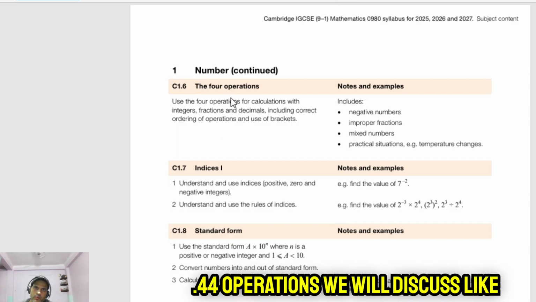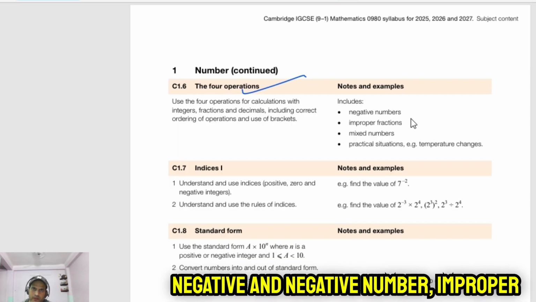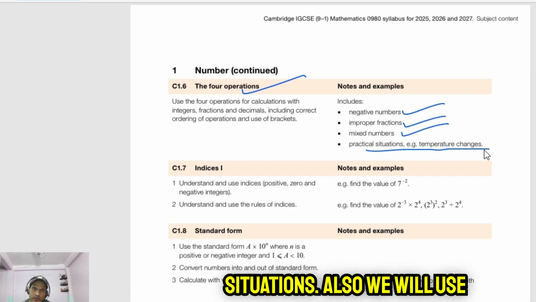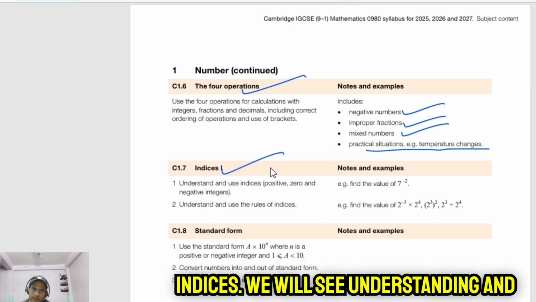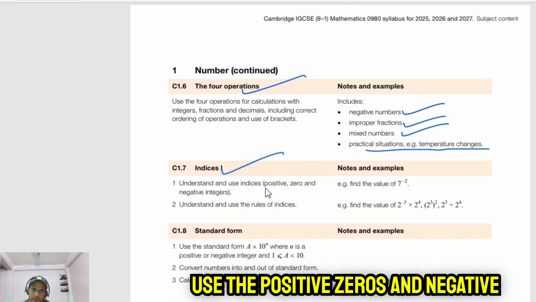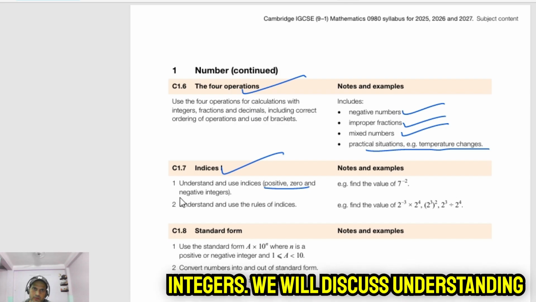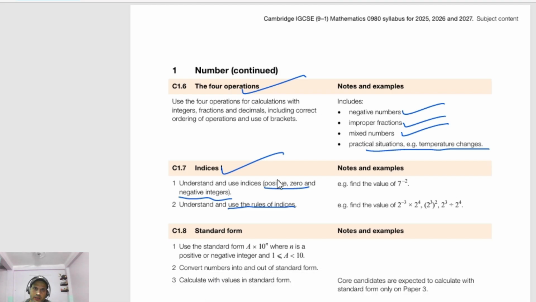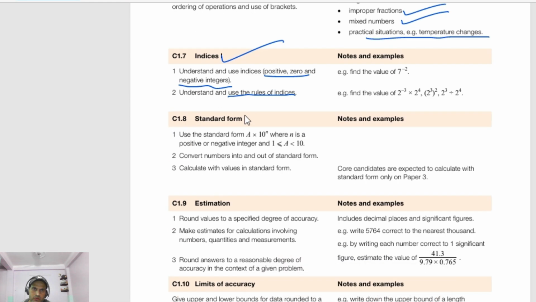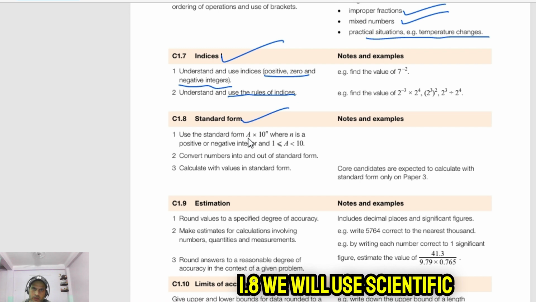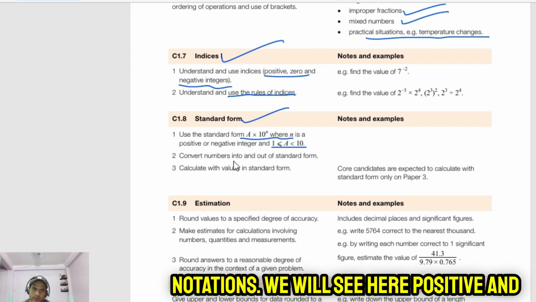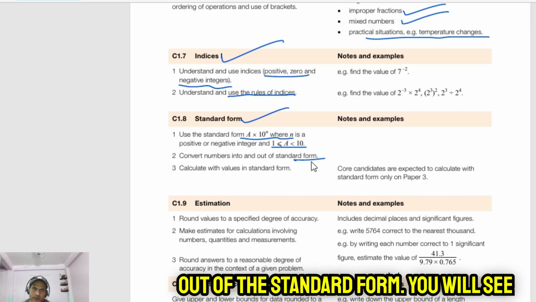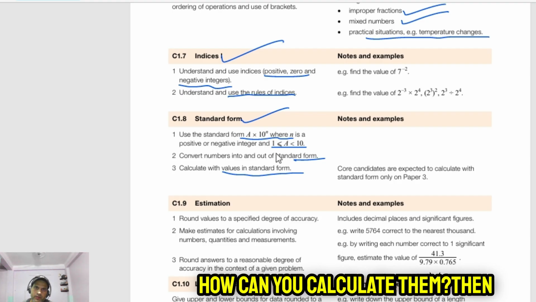Then operations we will discuss, like negative and non-negative numbers, improper fractions, and mixed numbers, and practical situations also we will use. In indices we will see the understanding and use of positive, zero and negative integers. We will discuss the understanding and use of indices. Then standard form: we will use scientific notation here. Positive and negative numbers converted into and out of standard form. We will see how to calculate values in standard form.